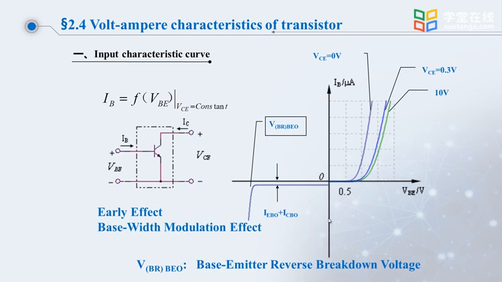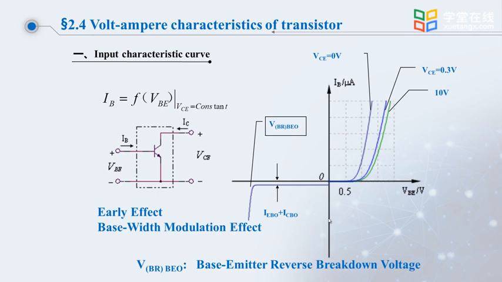When VBE is greater than the diode turn-on voltage, IB increases exponentially with VBE. When VBE is less than 0, the reverse saturation current is very small, and when the absolute value of VBE is greater than the absolute value of V(BR)EBO, the emitter junction is in a state of breakdown.